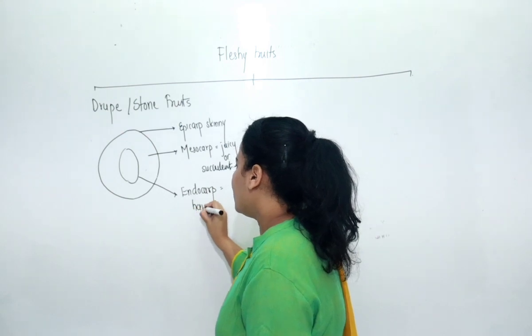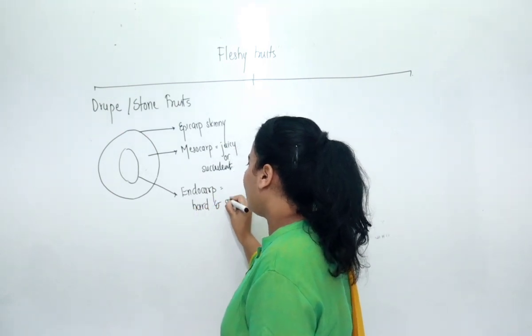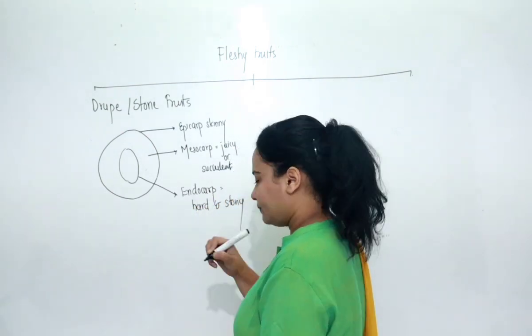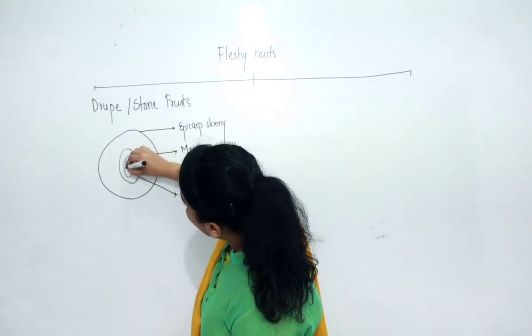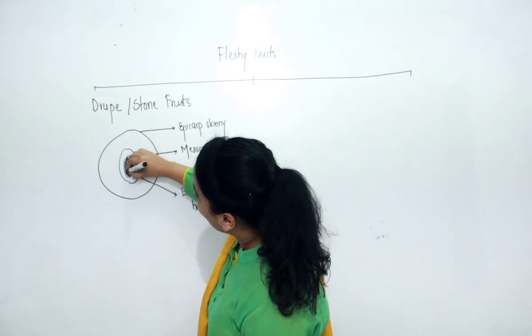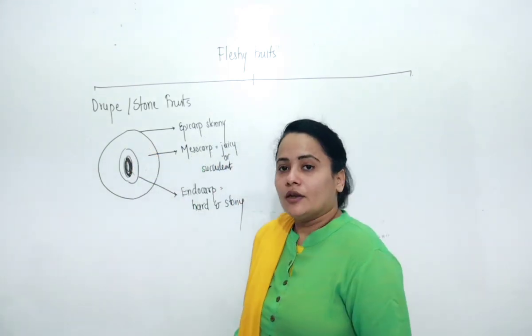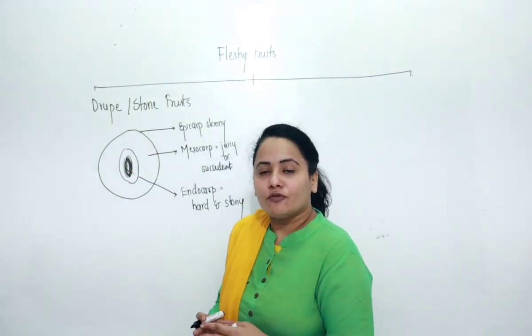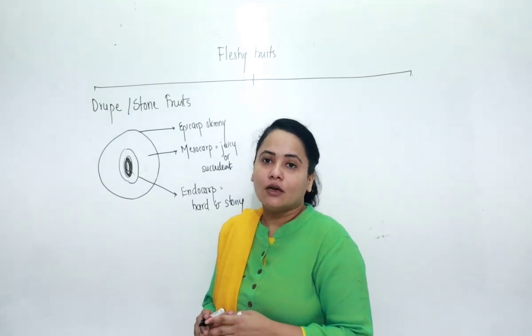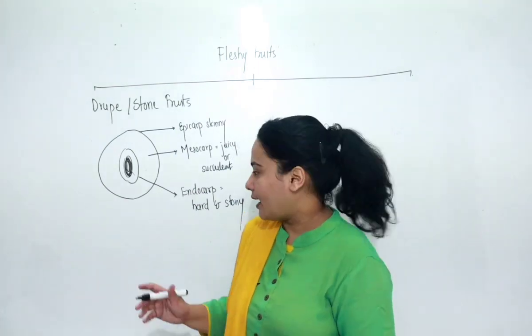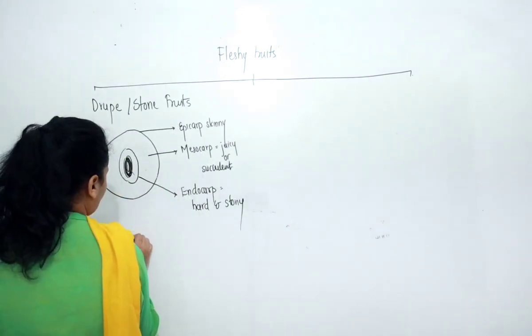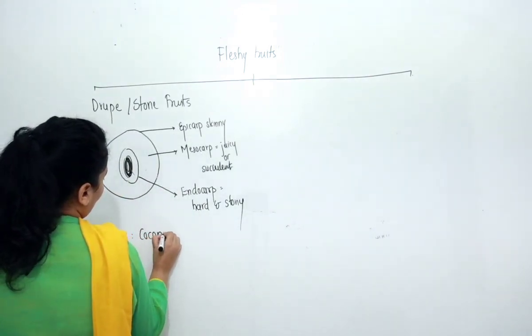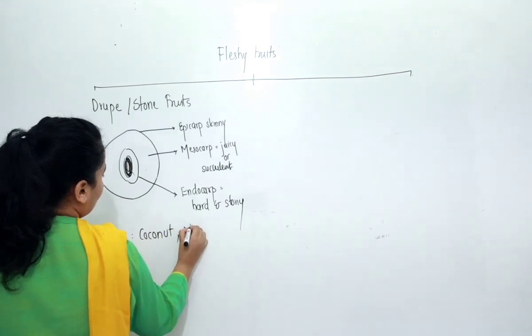Endocarp here is hard and stony. It is becoming hard and stony. And inside this, what will be here? This is what you call the seed. Now the best examples that can be taken for this kind of fruit are coconut and mango. So examples of drupe are coconut and mango.